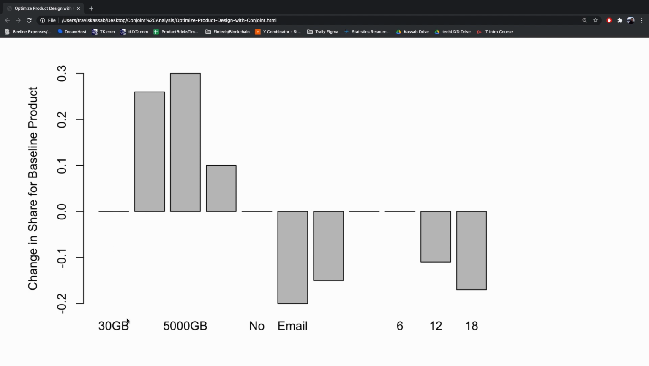Now, again, you can only do one at a time, but let's say that we want to think about, well, what if we offer, everything else being equal, what if we go from 30 gigabytes to 2,000 gigabytes here? We would expect a little over a 25% preference share increase if everything else is held equal and we increase from 30 gigabytes to 2,000 gigabytes.